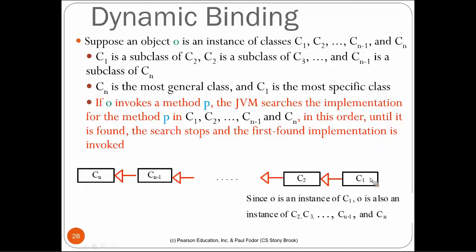So if the object is an instance of C1, we look in C1, is there a method P? If there is no method P, we go to the superclass of C1. Every class in Java has a single superclass. It's called single inheritance or single inheritance hierarchy. So if the method is not in C1, we go to C2. If the method P is not there, we go to C3, and so on until we find the method P. And then we execute that most specific implementation of the method P.